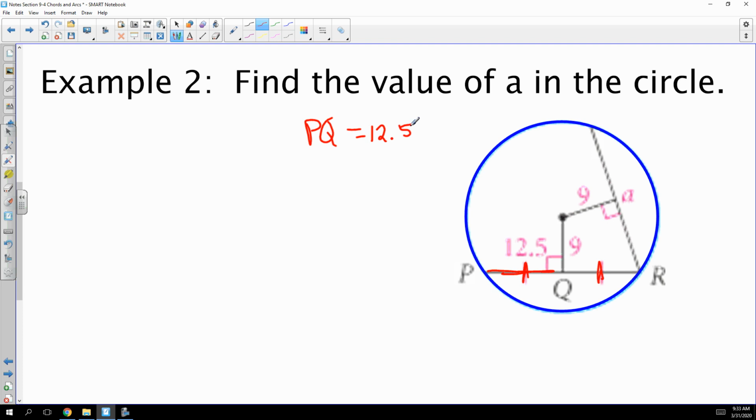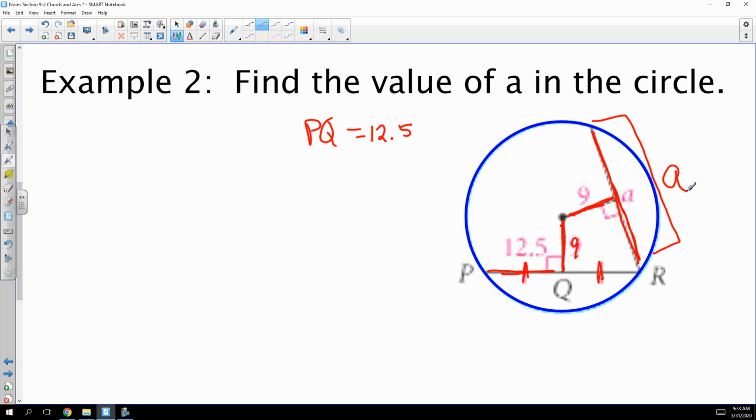That's what's known. And then we also know that the distance from the center to chord PR is 9, and we know the distance from the center to this other chord with a length of A. This is the chord that's a length of A right here, and since it's blurry, I'll try to make it a little more clear. Then that's the length of A.